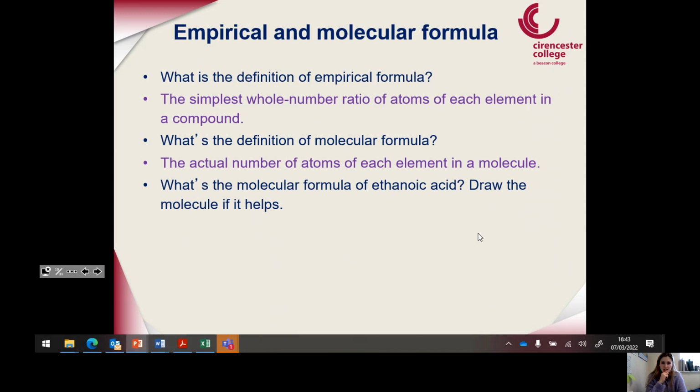So ethanoic acid, see if you can figure out what its molecular formula is. You know that it's got 2 carbons because it's ethanoic acid, and you know the structure of the carboxylic acid functional group is COOH. So hopefully you've got C2H4O2, and its empirical formula is going to be its simplest ratio of atoms. So can you simplify that at all?